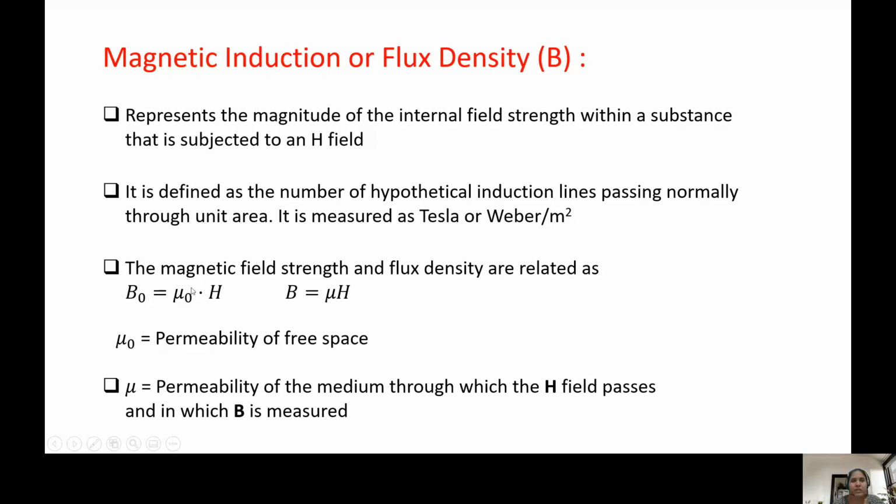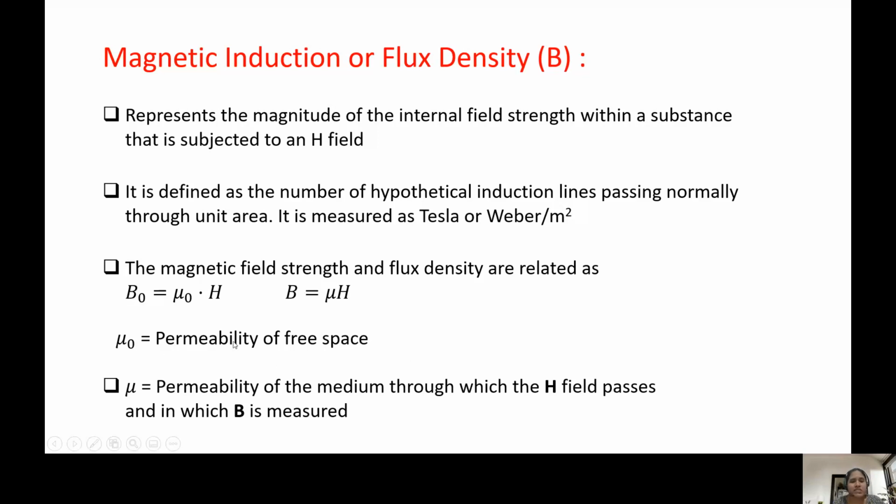So in place of the proportionality, we can keep a proportionality constant that is represented with mu, which is nothing but the permeability of the medium, or the permeability of the material, that is B is equal to mu into H. Permeability is nothing but the ability of the material to allow the magnetic lines of force through the medium.